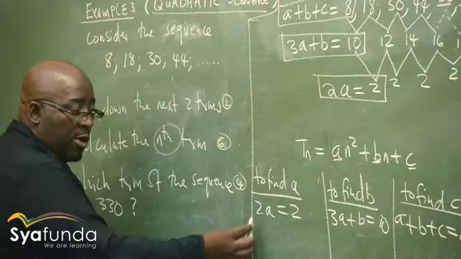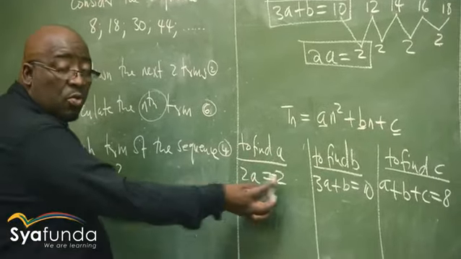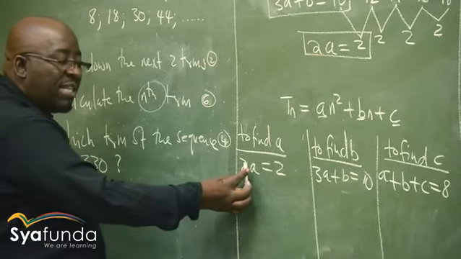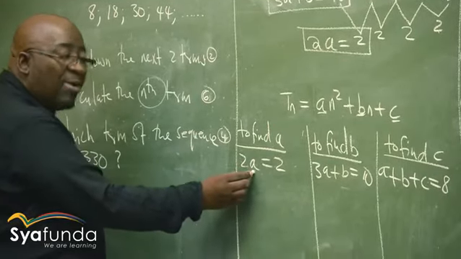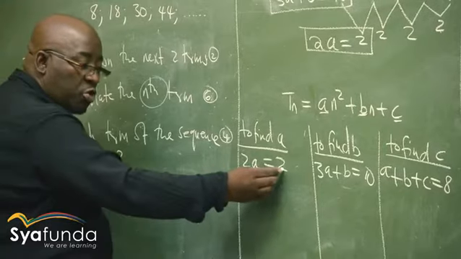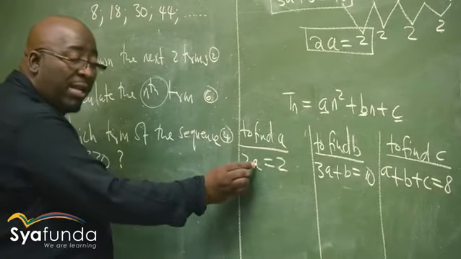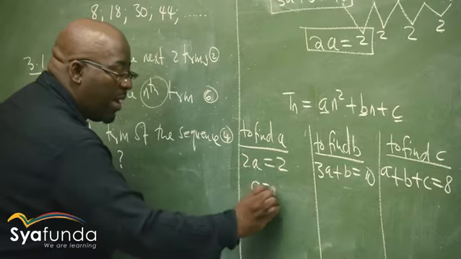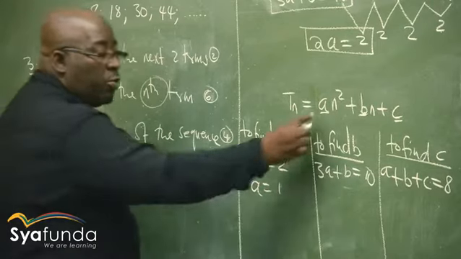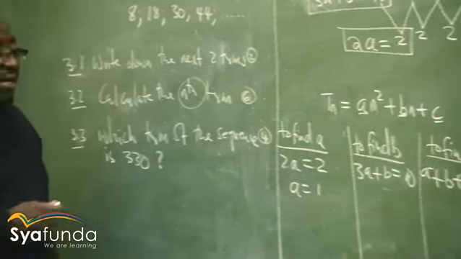We're looking for A. 2 times A is equal to 2. What does this mean? 2 times A is 2, so 2 times 1 is 2. So A is 1. So I do have A now to put in here. It is 1.